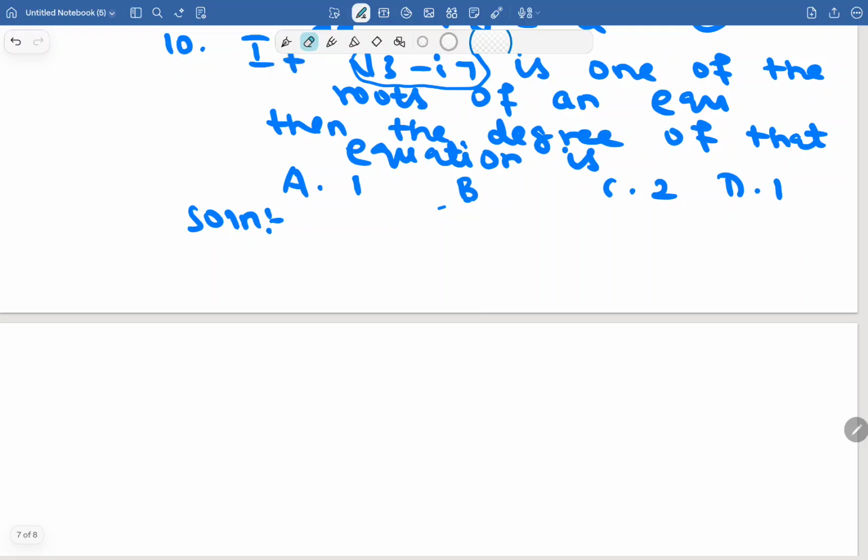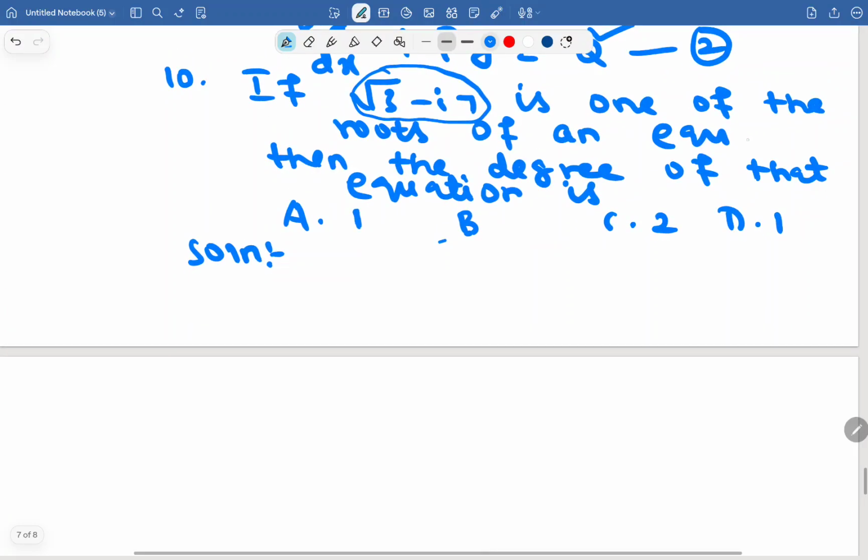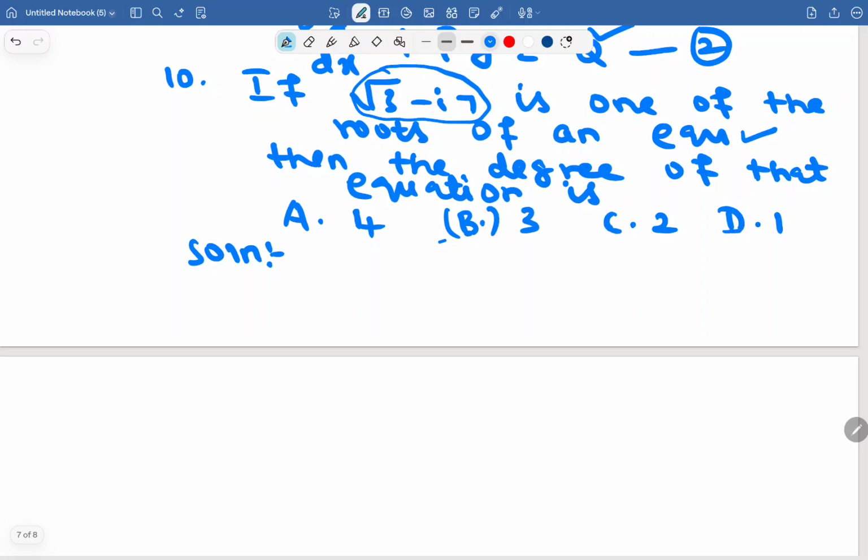The 10th problem: if root 3 minus i7 is one of the roots of an equation, then find the degree of the equation. Option A 4, option B 3, option C 2, option D 1.